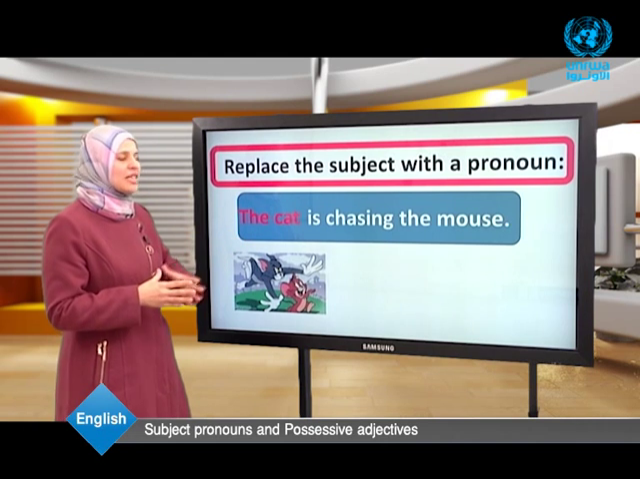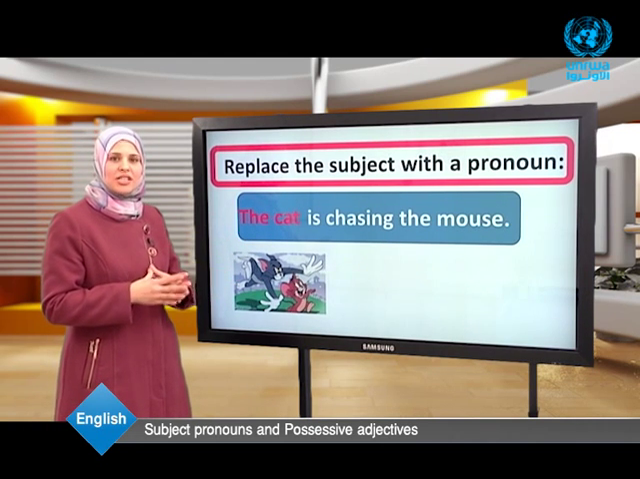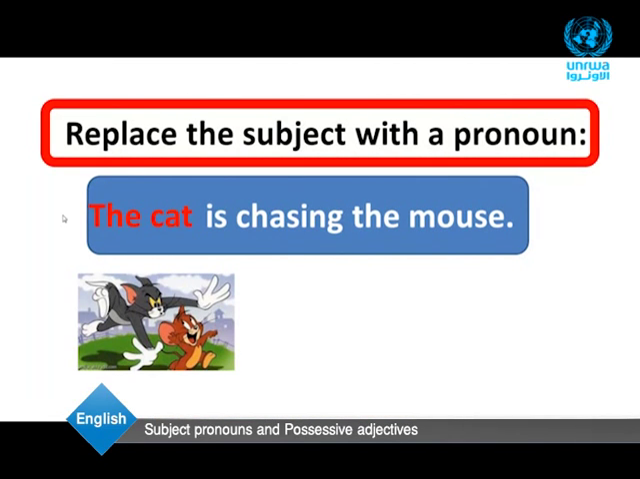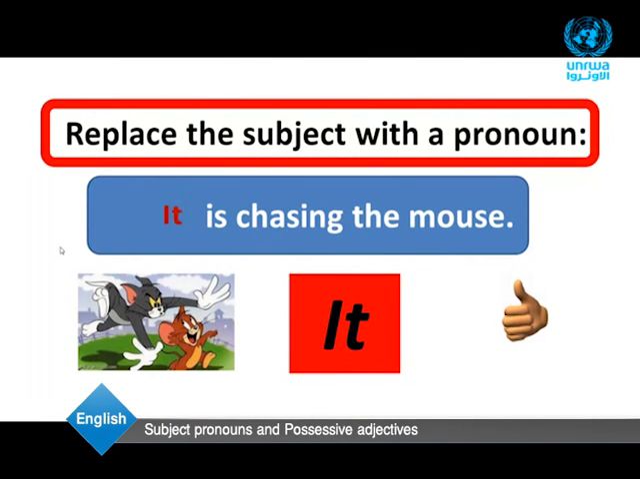The cat is chasing the mouse. What about the subject pronoun? Very good. It is chasing the mouse.